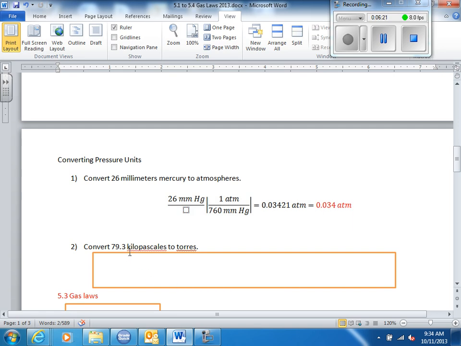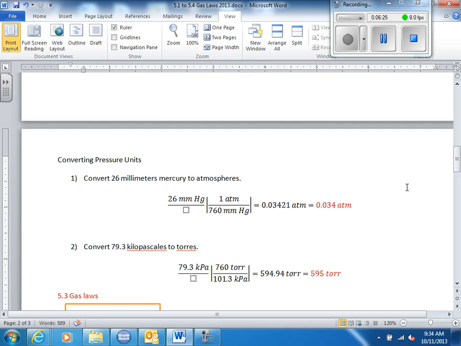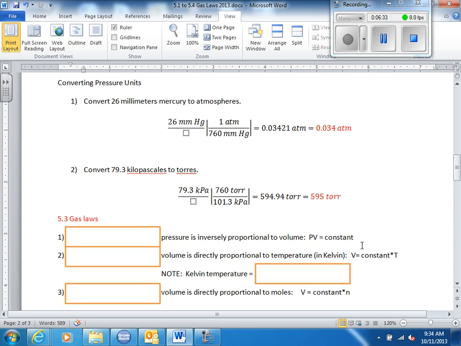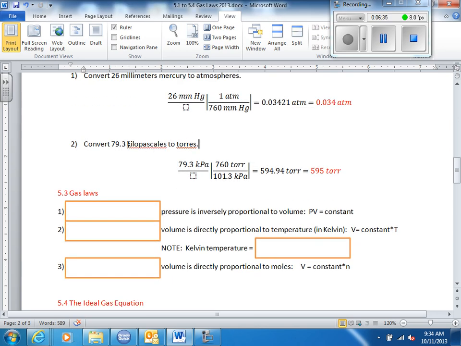Pause this, try this next one on your own, and here's your solution. There you have it. Why did I keep only 3 digits? Sig figs. A lot of you are having trouble with sig figs. There were only 3 sig figs in the question, so I keep 3 sig figs in the answer.